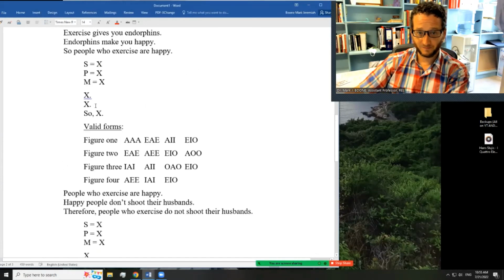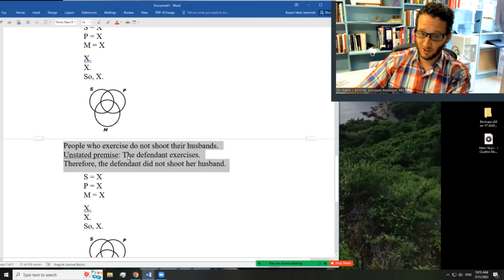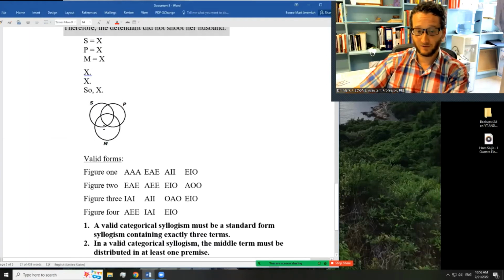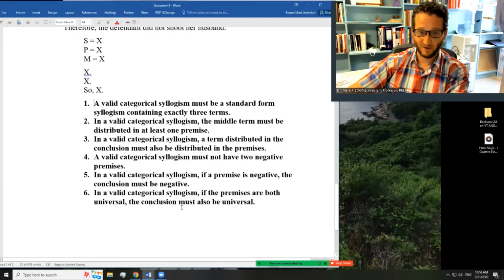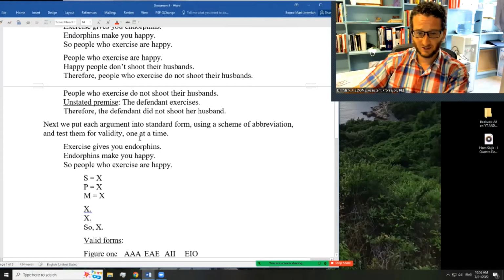Then I'll test that third link in the chain. Did I say the next chain? The third link in the chain, second link in the chain, third link in the chain. I'll test the third and final link in the chain. People who exercise do not shoot their husbands. The defendant exercises, therefore the defendant did not shoot her husband. I will test that one for validity using the 6 rules method. There we go. I'll use one different method for each of these 3 syllogisms.